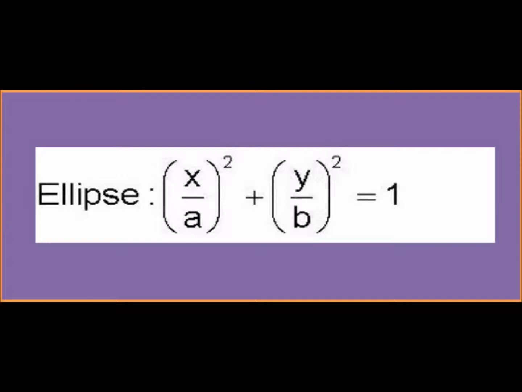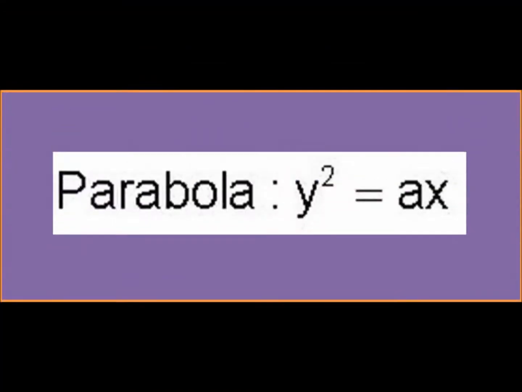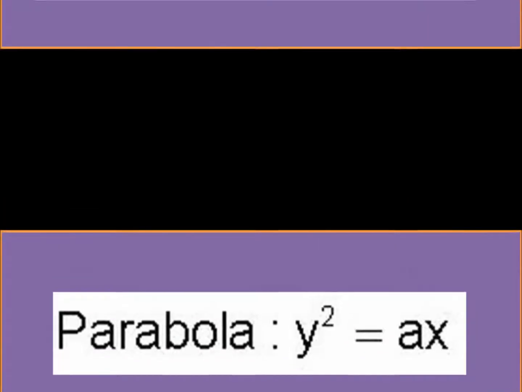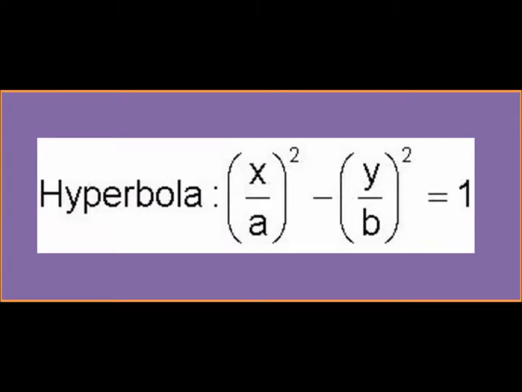Just as the two shapes, circles and ellipses, are similar. The difference is ellipses are always equal to 1, and we always divide them by a squared and b squared to show how stretched out the circle was to become the ellipse. Here's the equation of a parabola. The last equation is that of a hyperbola.